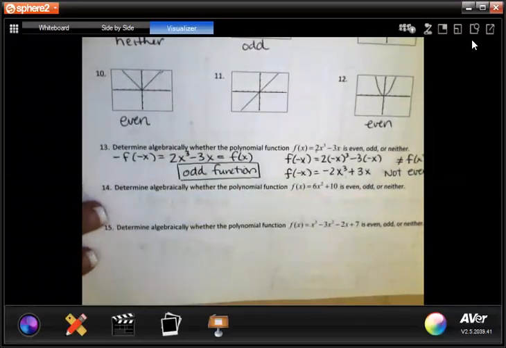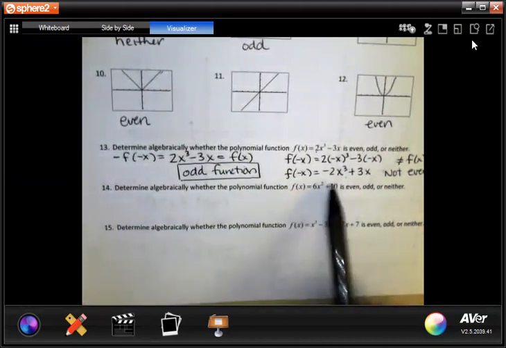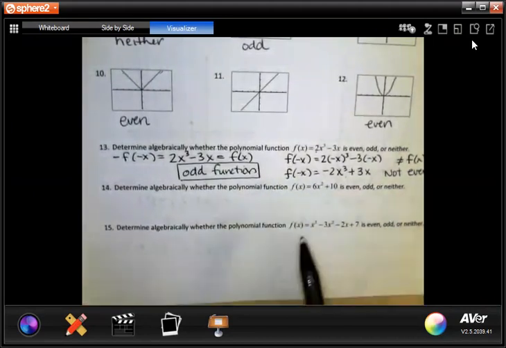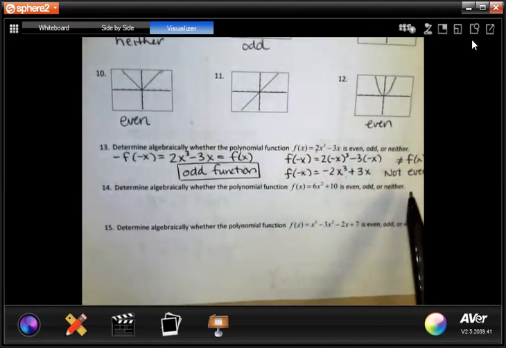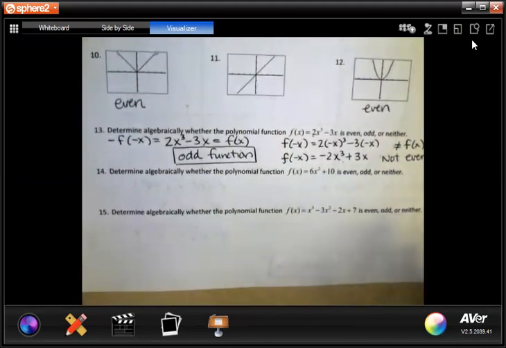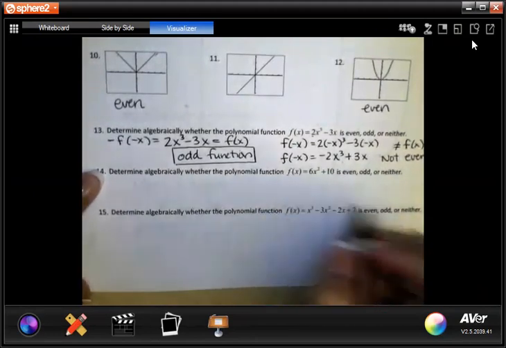So graphically, I can look at it, see, is it reflected across the y? Is it reflected across the origin, which is the x and the y? Algebraically, I test those two to see if it is equal to the f of x, then that's where we're going to determine whether it's even, odd, or neither. If neither one of those work, we'll try another one here.